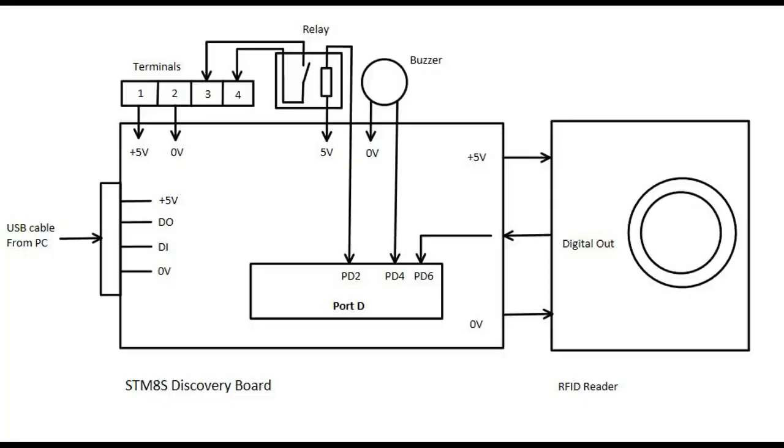This diagram gives a connection overview of the project. The power supply source is the USB connection from a PC or even a USB charging adapter. The USB 5 volts is used by both Discovery and reader. The reader is connected to PD6 of port D, and this is also the RX pin of Discovery's UART. The buzzer is connected to PD4, which has a special alternate function as output of the controller's buzzer driver. And finally, the relay is connected to PD2 as a general purpose I/O port configured as an open drain output.